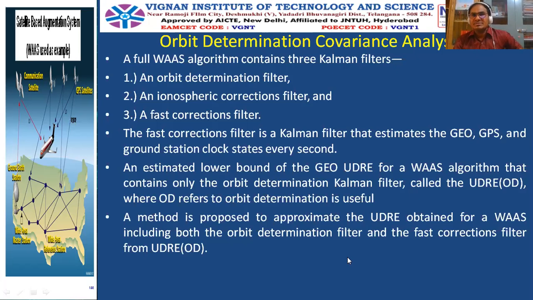So this is a very important question, very frequently asked. What are the 3 Kalman filters that are used by the WAAS algorithm in the covariance analysis of the orbit determination? First one is an orbit determination filter. Second one is an ionospheric corrections filter. And the third one is a fast corrections filter. These three are the Kalman filters that are used in the WAAS algorithm.